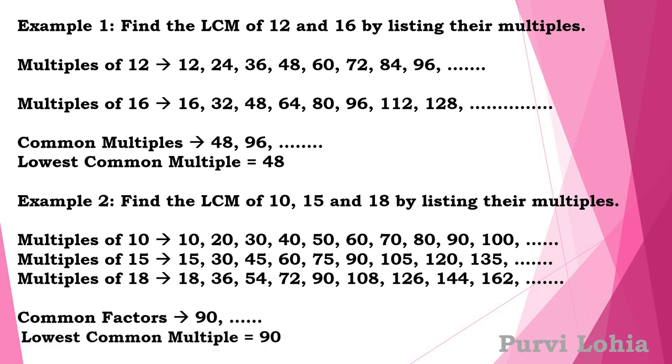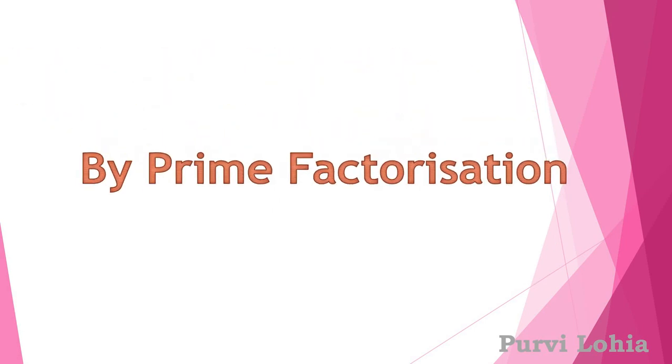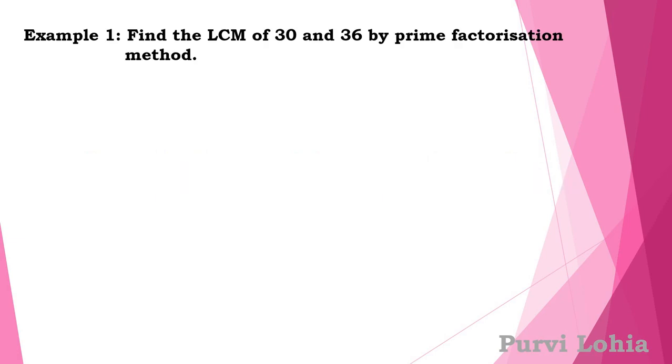Okay. Next, by prime factorization method. Example 1: find the LCM of 30 and 36 by prime factorization method. So we will first prime factorize 30 and 36. You know very well how to prime factorize now. So quickly let's do it.